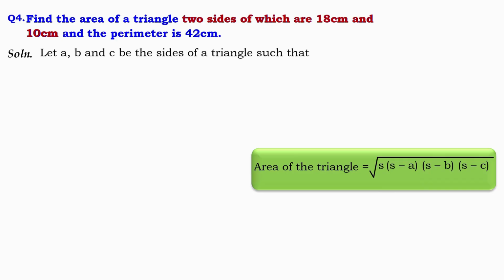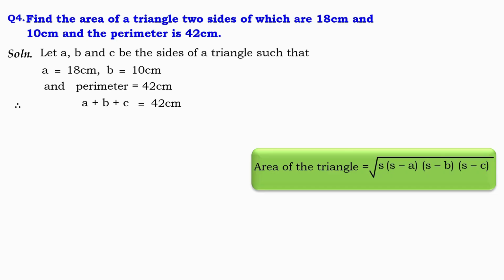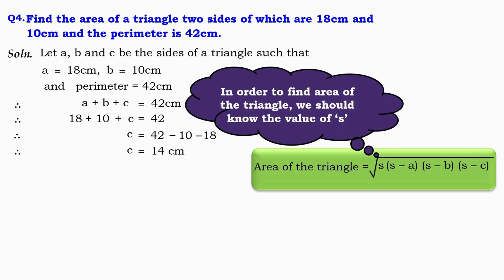Now here what is given? Two sides are given. So let A, B, C be the sides of the triangle such that A equal to 18 centimeter, B equal to 10 centimeter, and the perimeter is given, that is 42. So we know that A plus B plus C is equal to 42, and here we know A value and B value, so we can easily find the C value. So C will be equal to 42 minus 10 minus 18. So that is coming 14 centimeter.